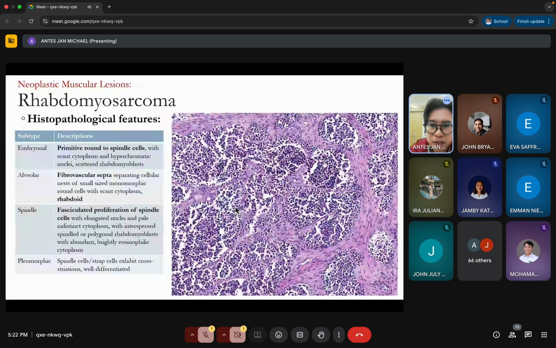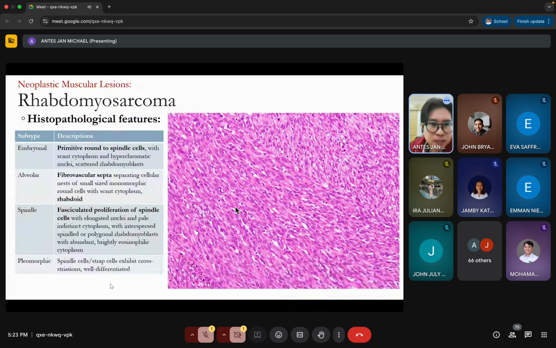And just imagine, why is it called alveolar? If you see the alveolar sections of the lungs, it's actually divided into compartments. And then each of the compartments are divided with a fibrovascular stroma. So it's like this. It's similar to this one. Okay, so this is alveolar.